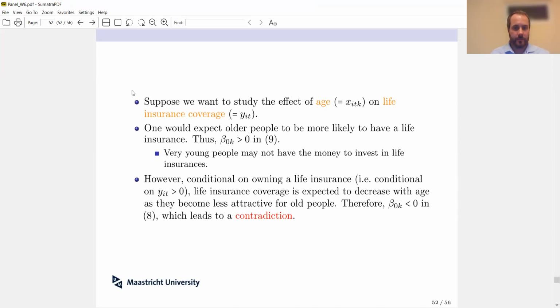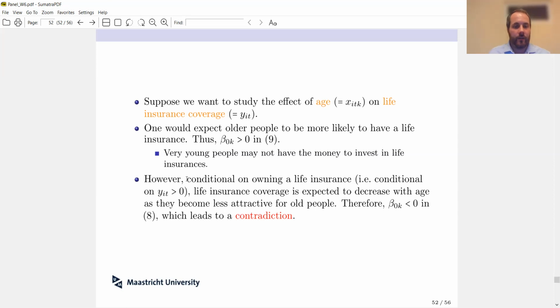So now, what would you expect? First of all, older people are probably more likely to even have life insurance. I'm not sure how many of you have life insurance, but if you're 20, first of all, you don't think so much about the end of your life. And also, you don't have the money to put into life insurance. Or if you have the money, you like to spend it elsewhere.